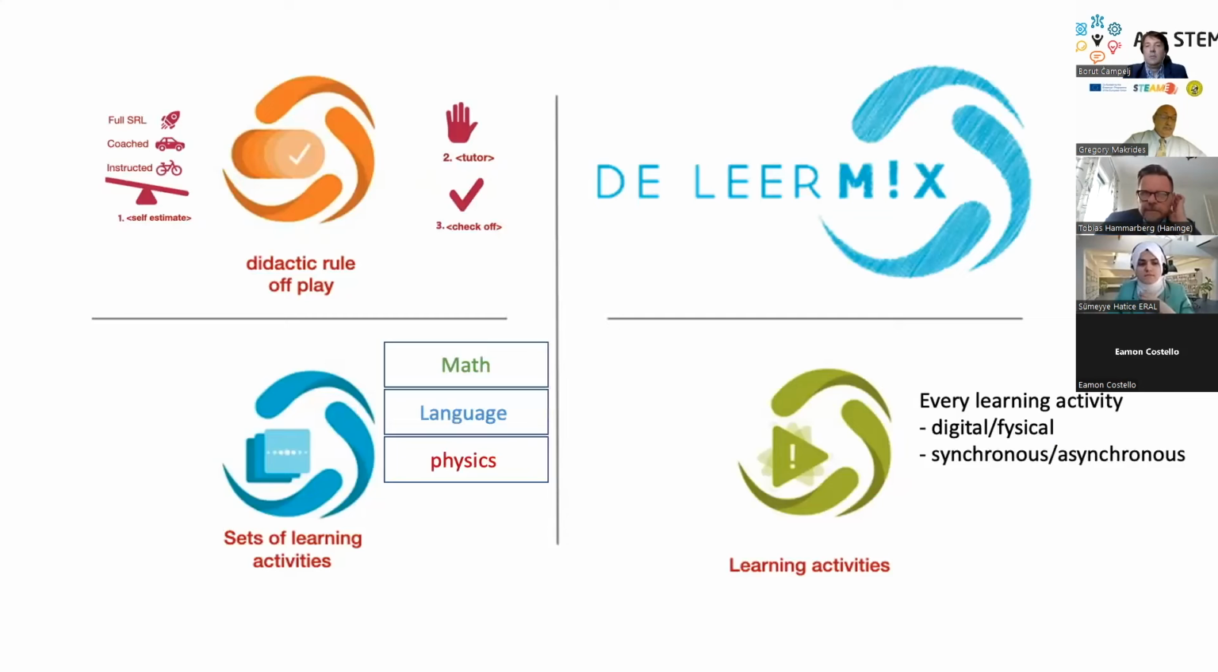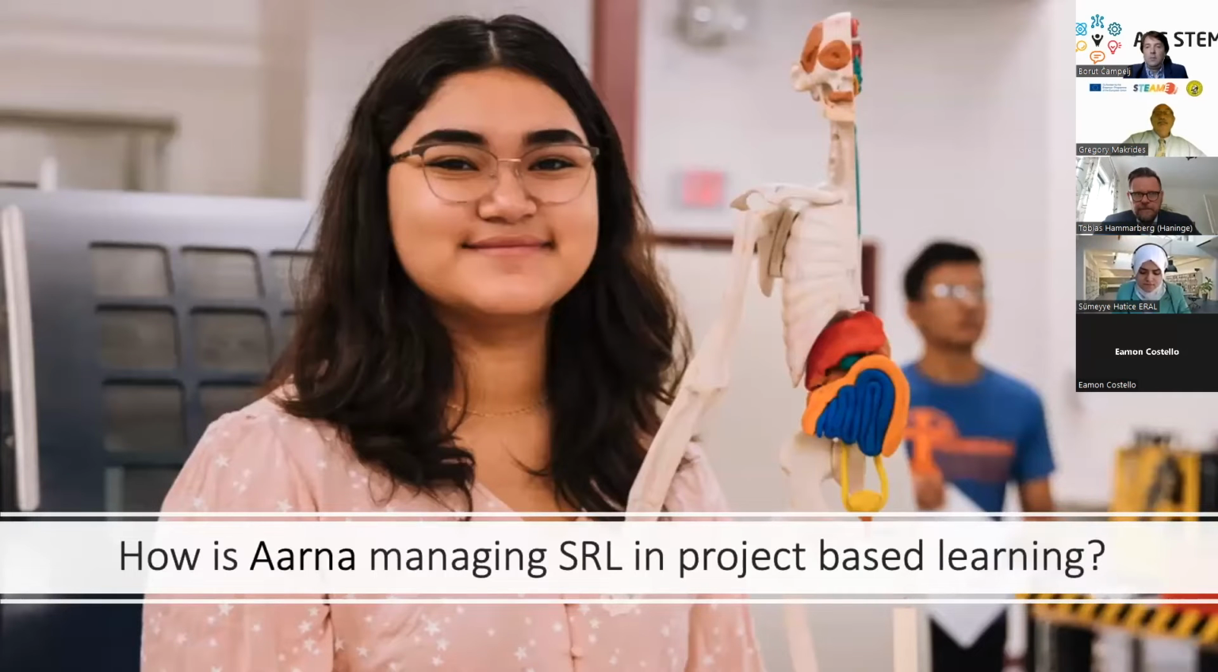So let's see now if we can put this concept, we have these deductive rules of play from Vic. We have three sets of learning activities and we have different kinds of learning activities. For example, a reading task, a tinkering task, whatever you like to put there as a task. Arne is managing self-regulated learning in a project-based learning.